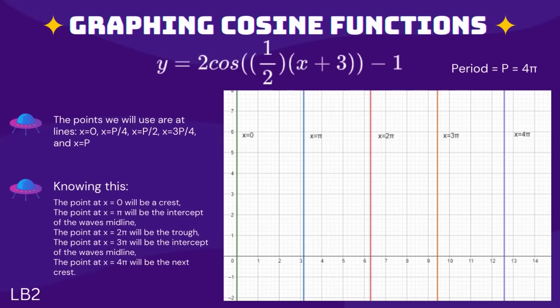Our period is 4 pi, so 4 pi over 4 is equal to pi. The location of these tick marks will be located at the lines x equals 0, x equals pi, x equals 2 pi, x equals 3 pi, and x equals 4 pi.